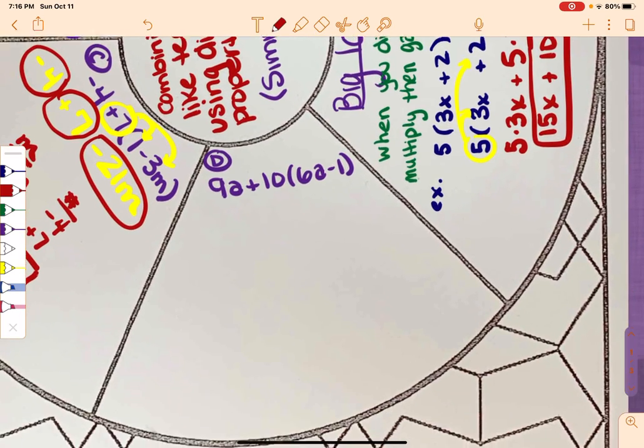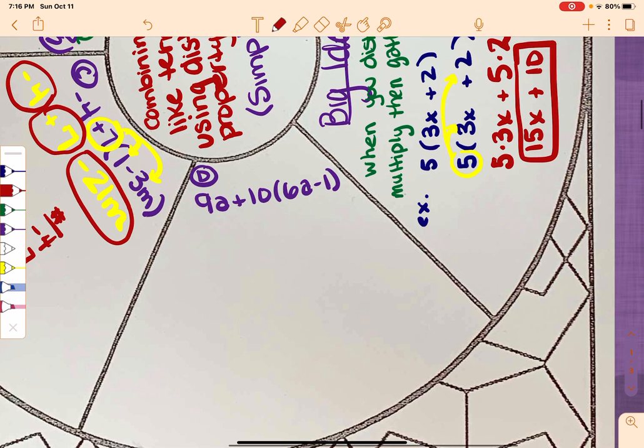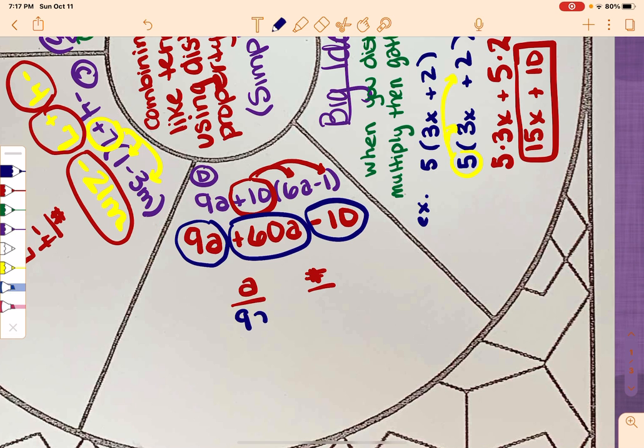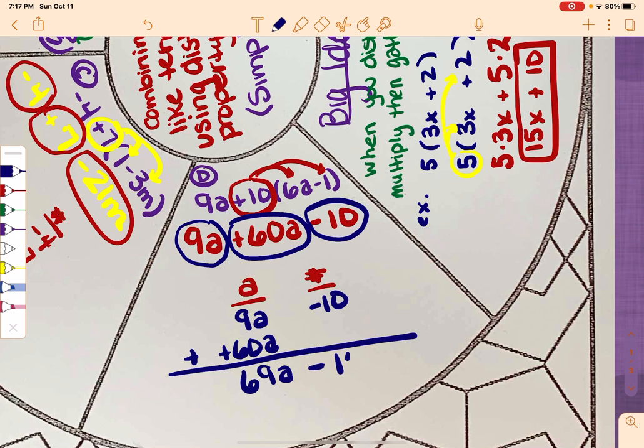Okay, so in this one, it's 9a plus 10, parentheses 6a minus 1. So this number is going to get distributed to both of these. So 9a comes down. Then positive 10 times positive 6a is positive 60a. Positive 10 times negative 1 is negative 10. So I have a's and numbers. Start to get these sorted here. So 9a, positive 60a, minus 10 is negative 10. If I add those up, 9a plus 60a is 69a minus 10. Okay, we'll keep practicing as we go.